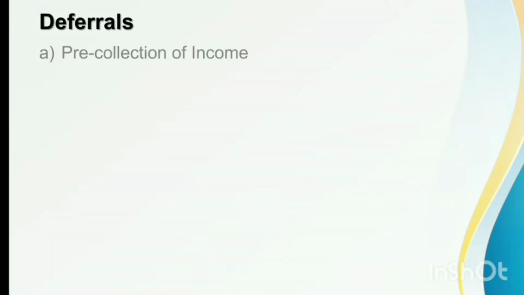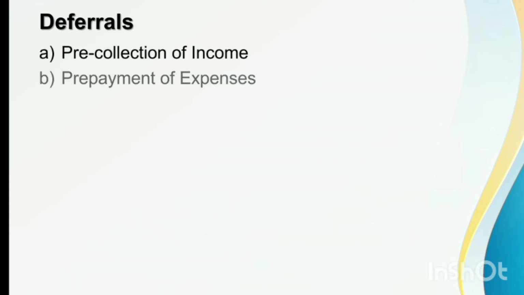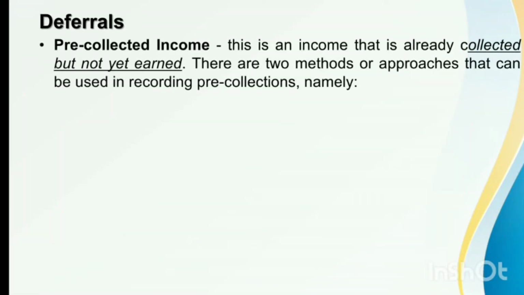Let us now proceed to another type of adjusting entries, and this is deferrals. Deferrals has two kinds: pre-collection of income and prepayment of expenses. We will discuss first the pre-collection of income. The pre-collected income is an income that is already collected but not yet earned. This is exactly the opposite of the accrued income. As we have discussed earlier, accrued income is an income that is already earned but not yet collected.